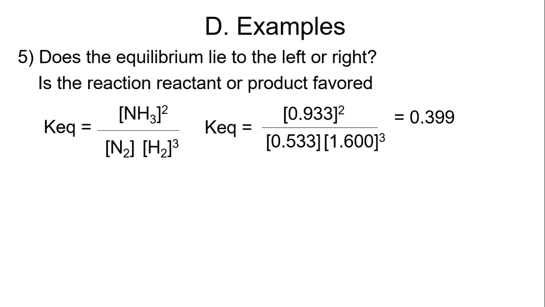Okay, so is 0.399 less than 1 or greater than 1? It is definitely less than 1. Less than 1 means the equilibrium lies in the denominator. This is bigger. So the denominator, those are reactants. So this is reactant favored. K is less than 1. It's reactant favored. The equilibrium lies to the reactant side, which is the left side. It's reactant favored.